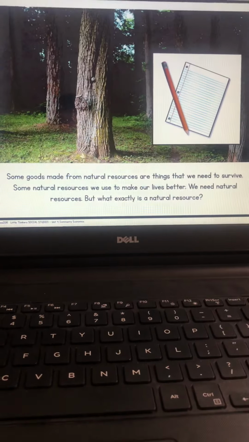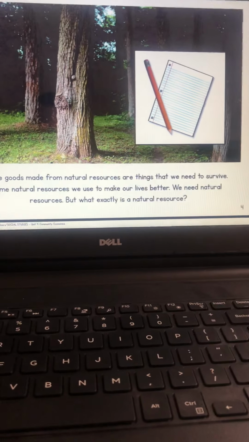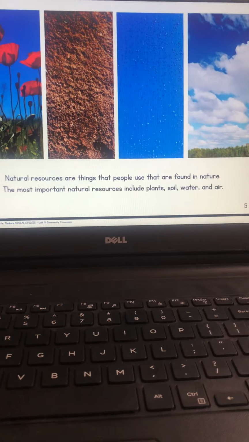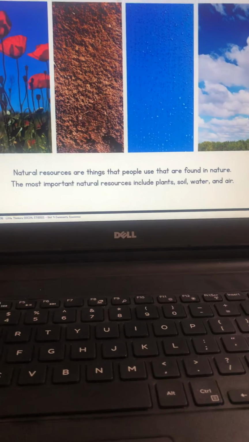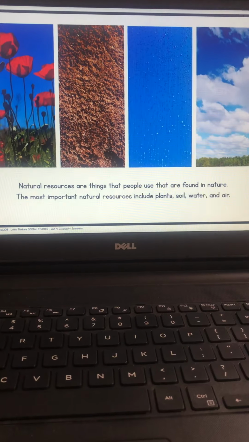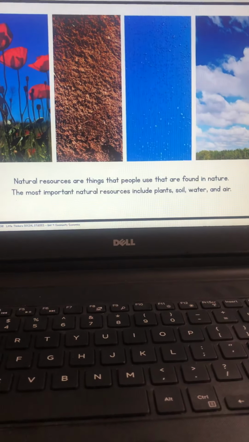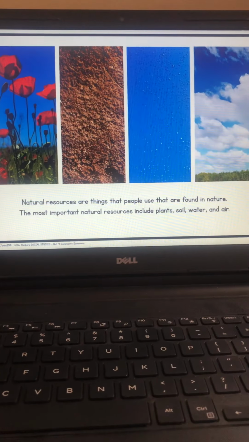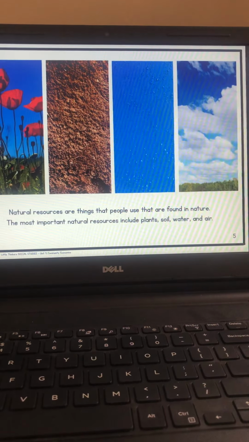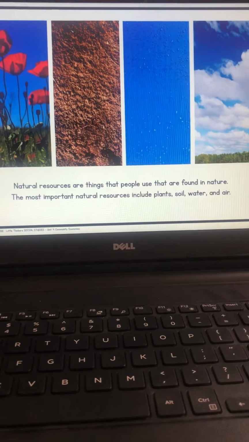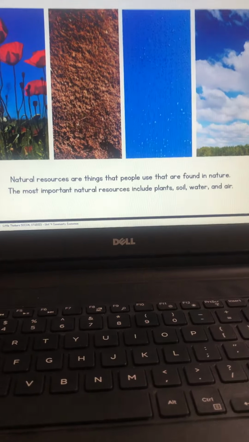We need natural resources. But what exactly is a natural resource? A natural resource is things that people find in nature. The most important natural resources are plants, soil, water, and air. Another way to look at natural resources is to think about things that people don't make. So the four things I mentioned were plants, soil, water, and air.